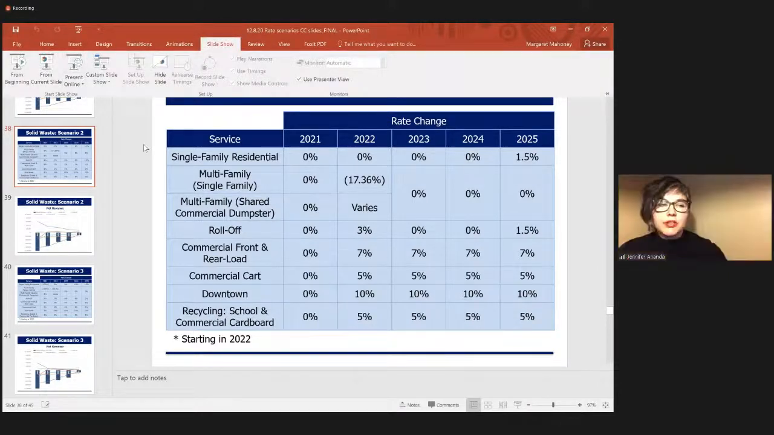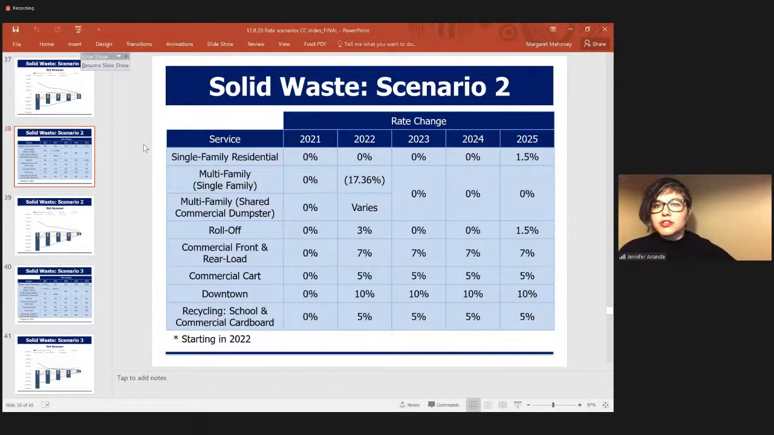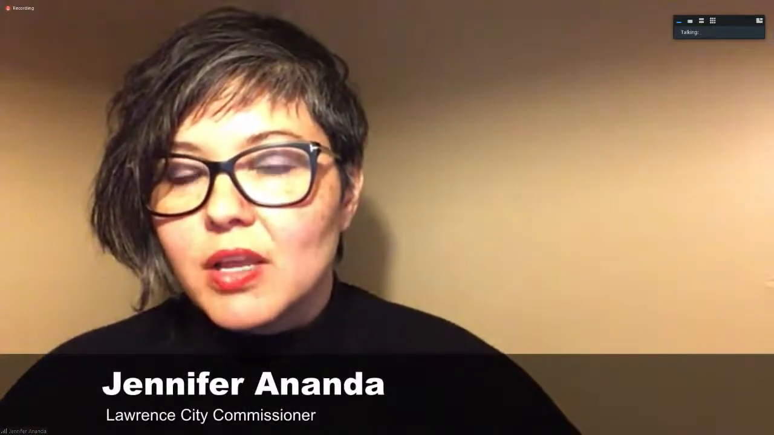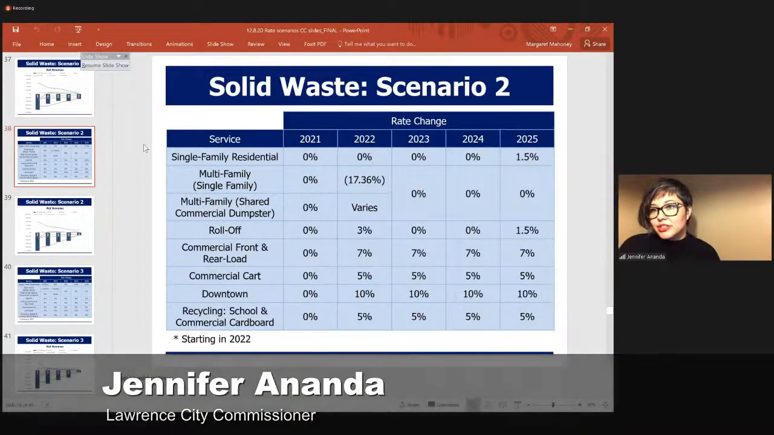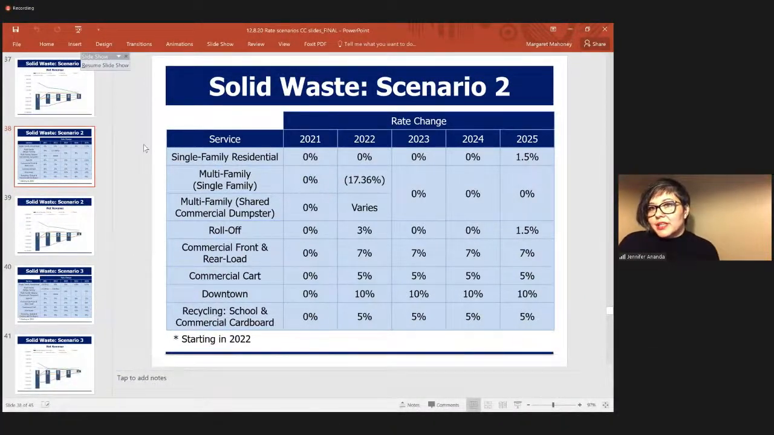This is Commissioner Ananda. I think the thing that I struggle with on scenario two is the 2025 1.5% increase. And I know that's not what we're voting on this year. I acknowledge that, but it doesn't move that single family residential line as close to zero balance as the other scenarios did. So I think that is my hesitation around this one. I understand why it's in there, because we are doing across the board 0% increases for the others.